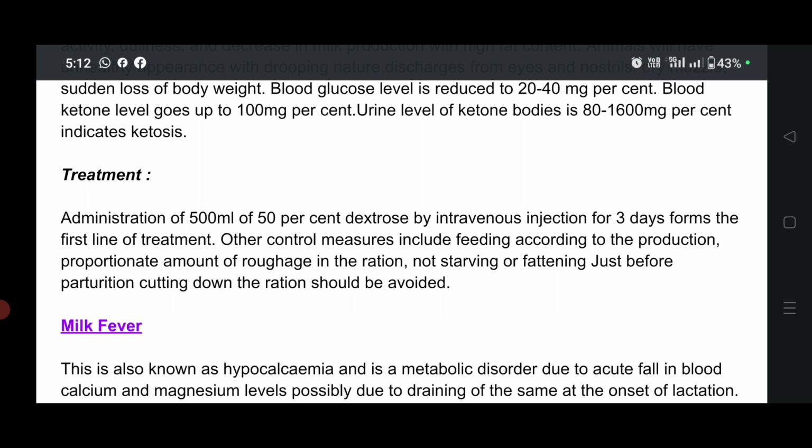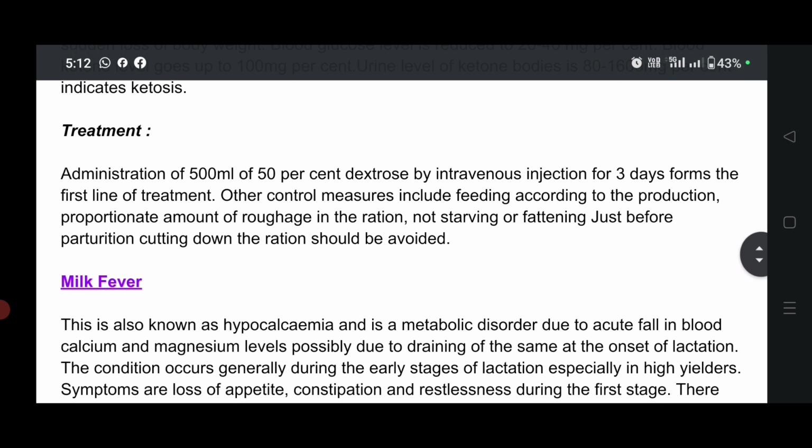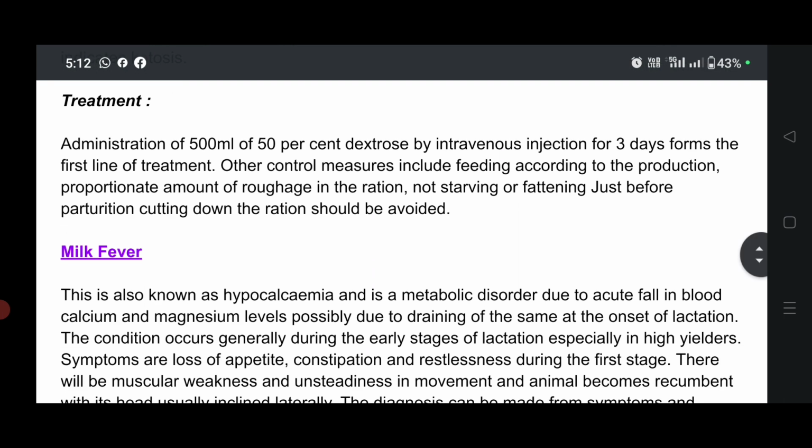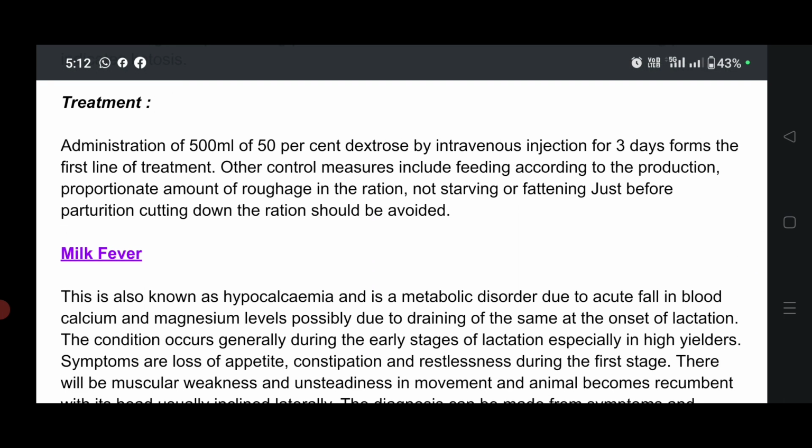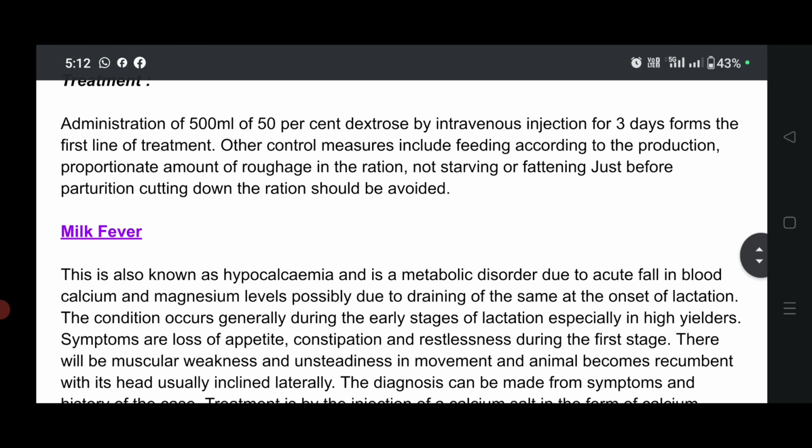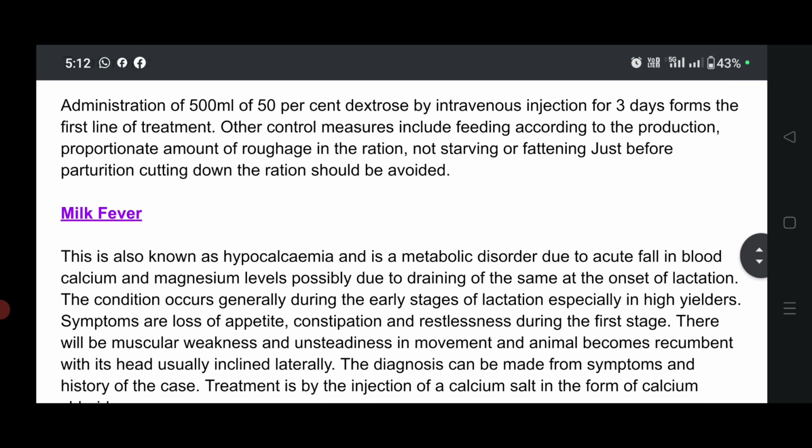Milk fever. This is also known as hypocalcemia and is a metabolic disorder due to an acute fall in blood calcium and magnesium levels, possibly due to draining of the same at the onset of lactation. The condition occurs generally during the early stages of lactation, especially in high yielders. Symptoms are loss of appetite, constipation and restlessness during the first stage. There will be muscular weakness and unsteadiness in movement, and the animal becomes recumbent with its head usually inclined laterally.